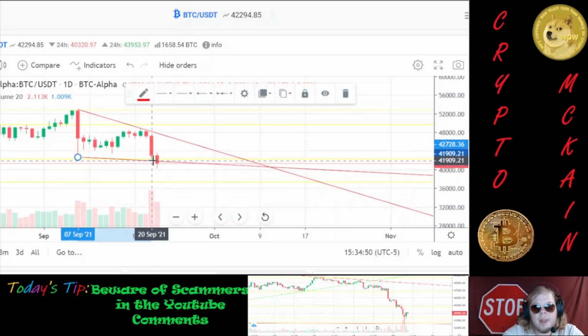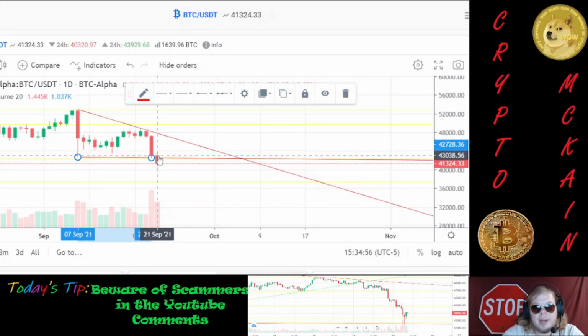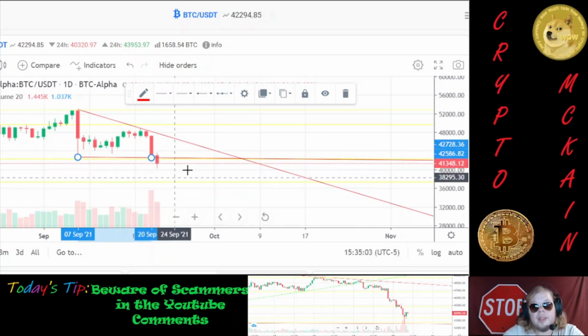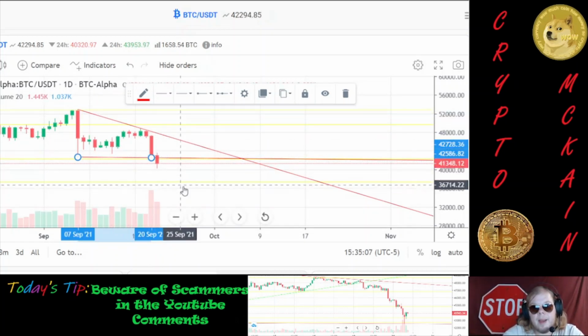Hopefully we can stay with it right about here, and if we close back above it, that would be nice, but it doesn't look like we're going to. If we close back above it, I would still consider this valid, but at this point I'm not too sure. I don't think it's going to happen.